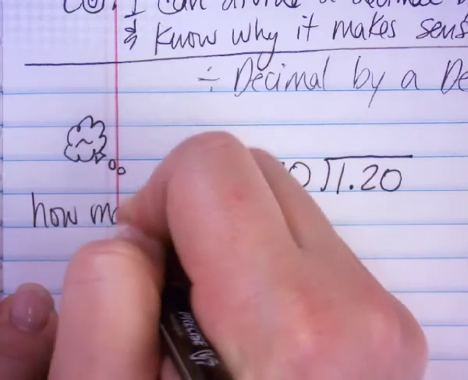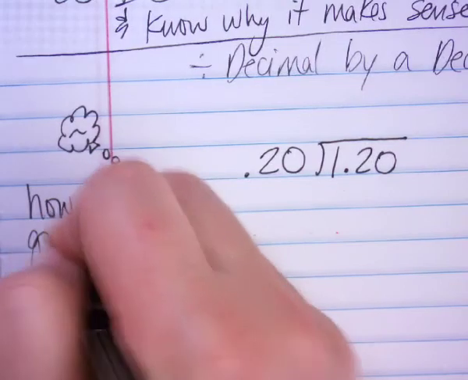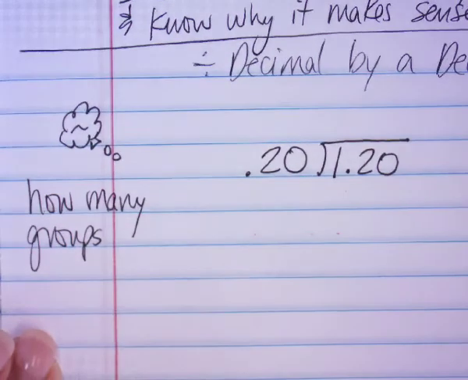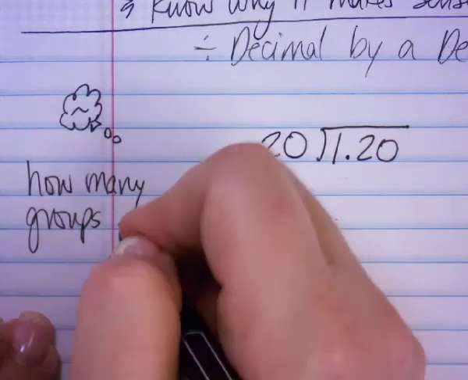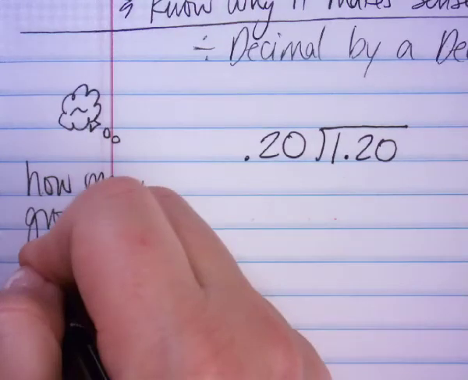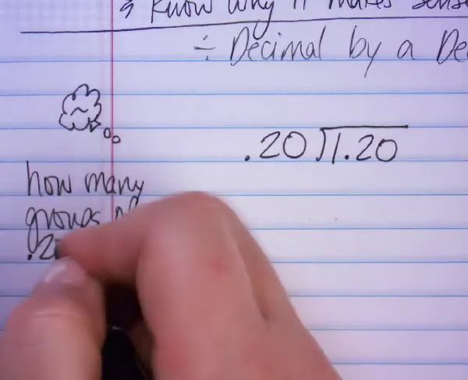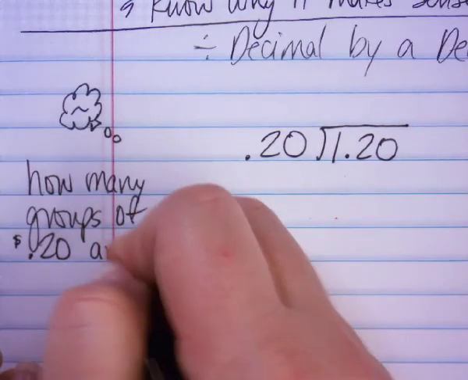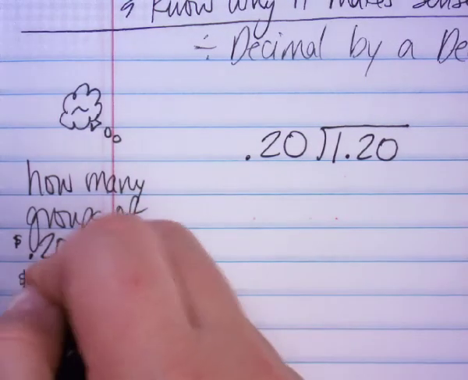Write this down for you. This is what we're thinking. This is how it makes sense. This is how our answer makes sense, our quotient. How many groups of, I'm going to use money just because I like it with decimals, of 20 cents are in $1.20?